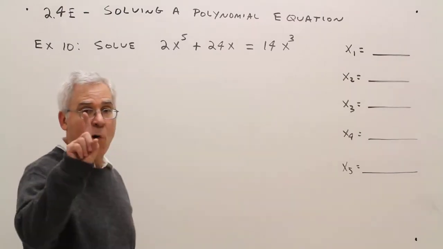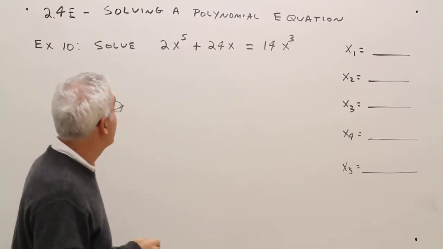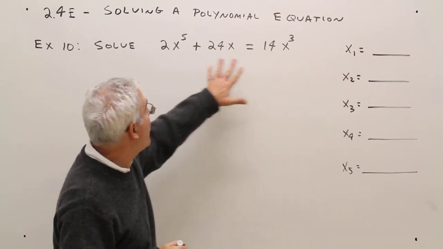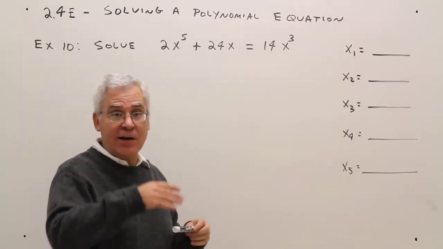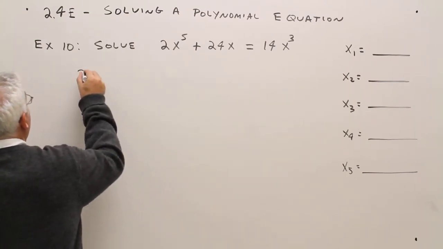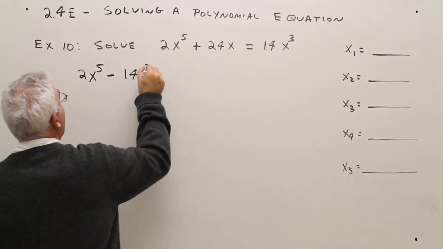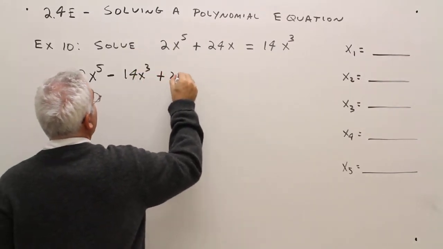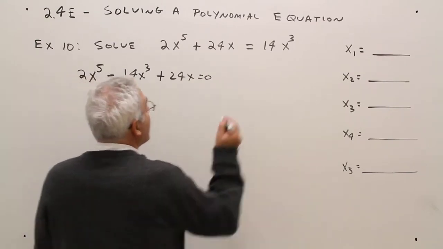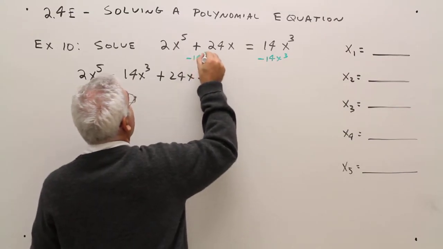All right, step 1. Always go into standard form. So a 0 on one side, everybody else on the other side. So I'll bring this 14x cubed over here and put it in descending order, highest degree term going down. So I will obtain 2x to the 5th minus 14x cubed plus 24x equals 0. Just to show you what I did, a minus 14x cubed there, and I did a minus 14x cubed there.